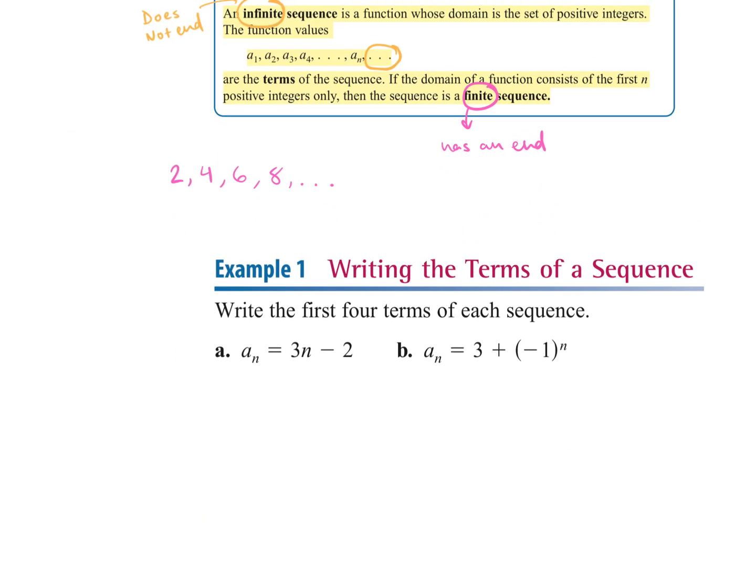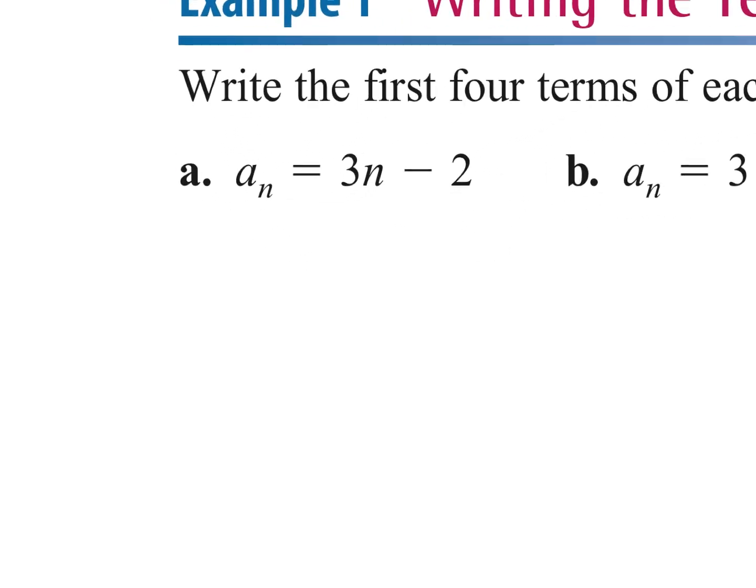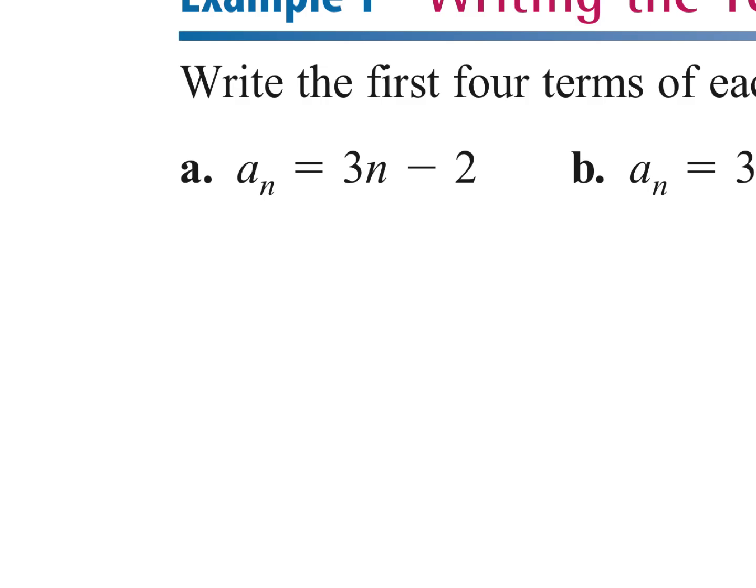In example 1, we're going to write the first 4 terms of each sequence. So for A, it gives us the sequence a sub n is equal to 3n minus 2. So I want to find the first term, which is a sub 1. That just means I'm going to plug 1 into my n. So we have 3 times 1 minus 2. 3 times 1 minus 2 would be 1. Great job, guys.